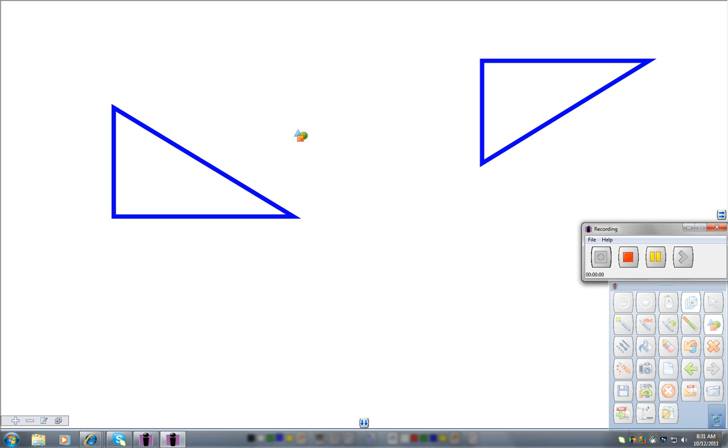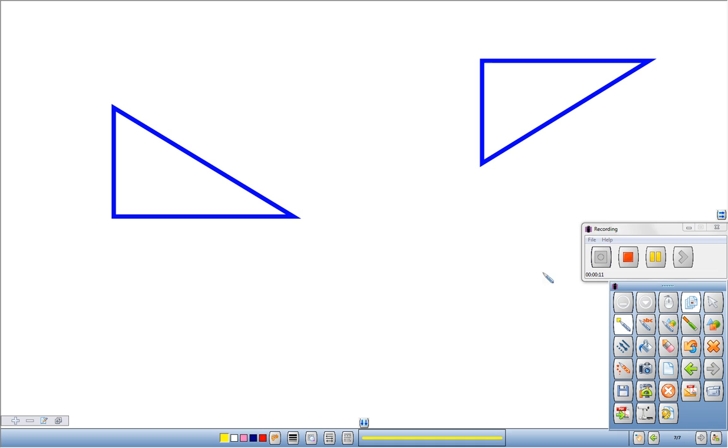All right, we have two right triangles here. We know they're right triangles in this scenario because I'm going to tell you they are by putting the right angle symbol in each one. In example number one, we're going to give the lengths of the legs measurements.